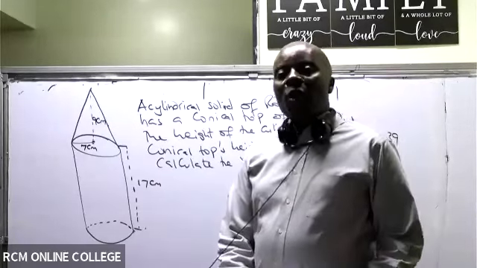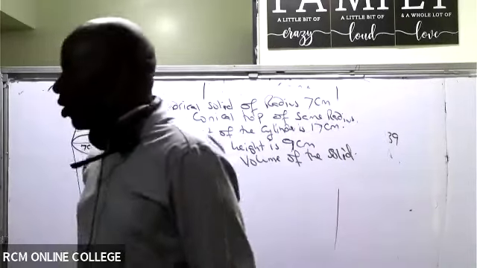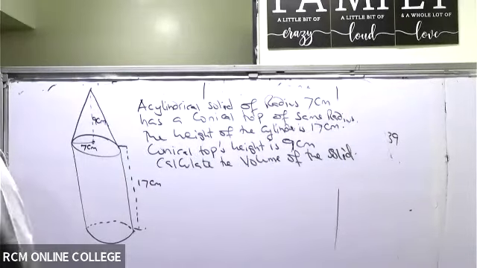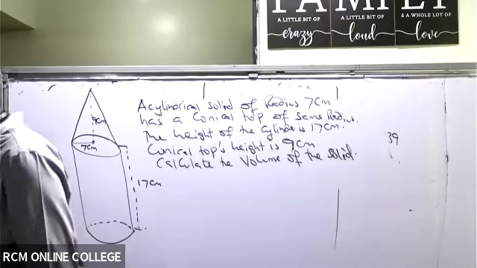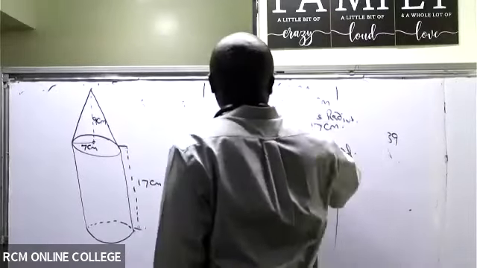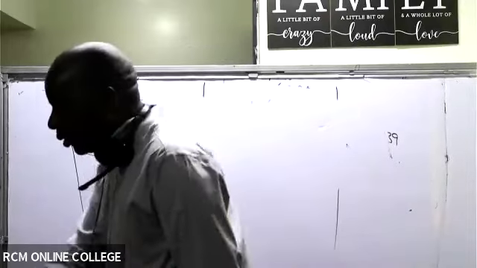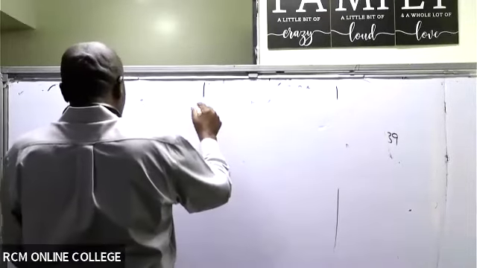So of course here you have to separate the cylinder and the cone. They're saying, no, Mwalimu, don't do it. Yeah, so in this case I will separate the cylinder and the cone. So we have our cylinder here.